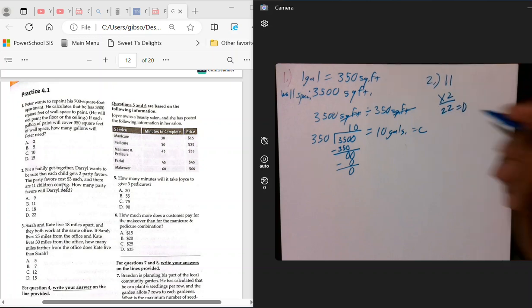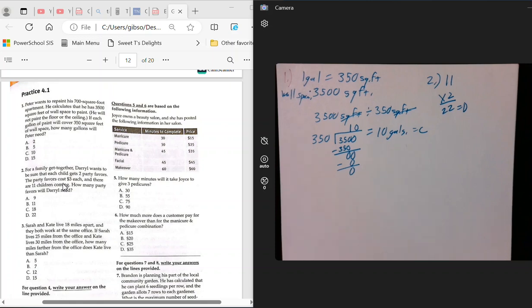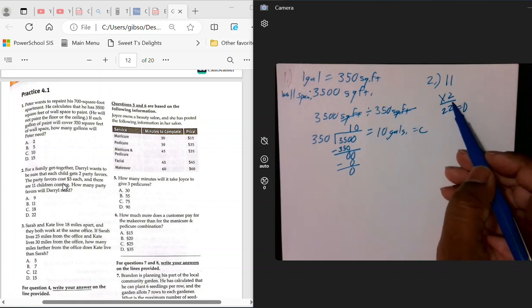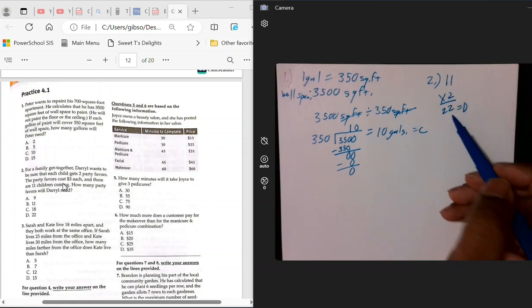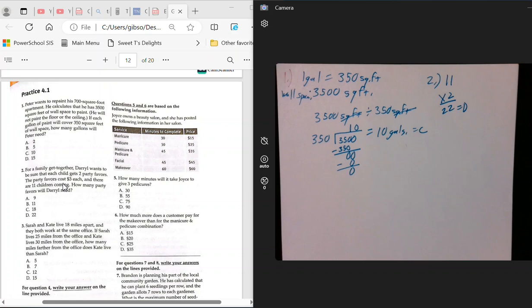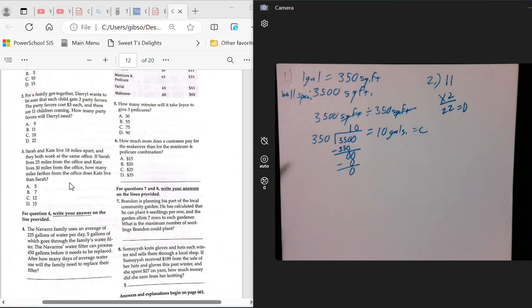22, which is D. So again, 11 children, each get 2 party favors. This is multiplication. Okay, number 3.